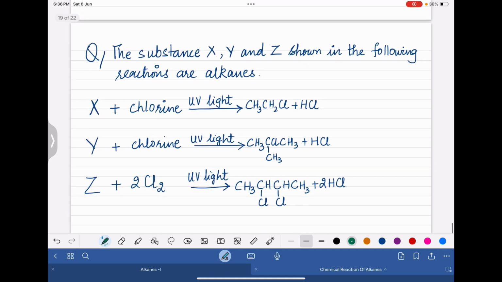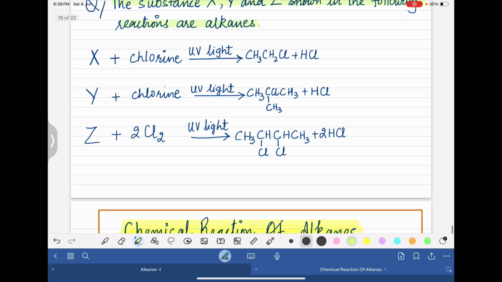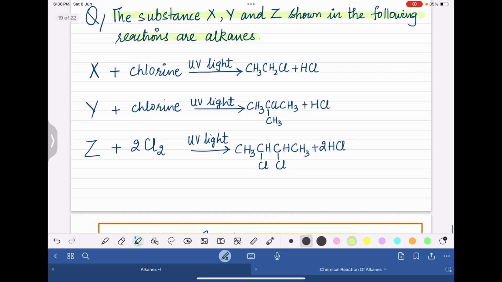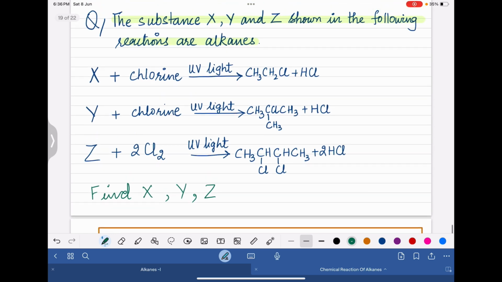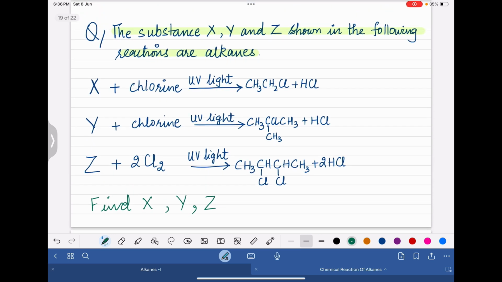Next, there is another question. The question is, the substances X, Y and Z shown in the following reactions are alkanes. Now these 3 reactions are given and what we have to do is find X, Y and Z. We have to draw their displayed formulae. For this we will look at the product.